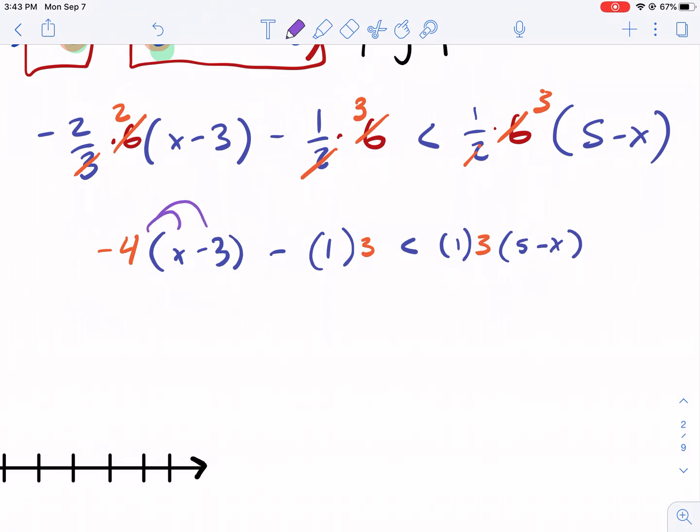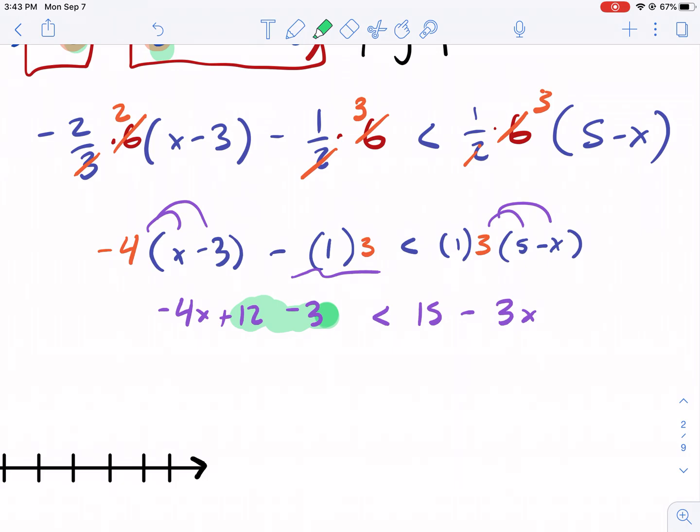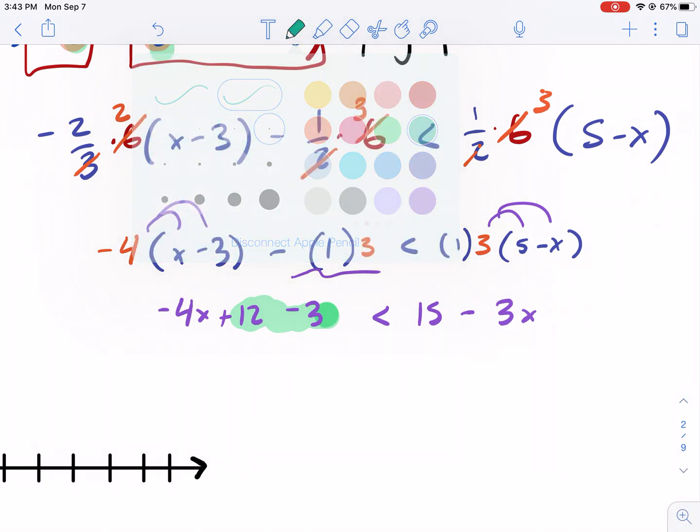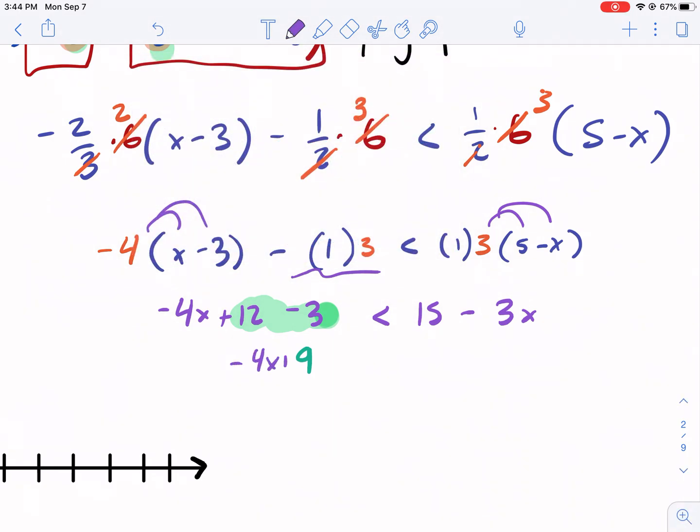So here we're going to distribute. Here we're going to distribute. And so we have negative 4 times x is negative 4x plus 12. And of course we have minus 3 here. Okay, less than. And then we have 3 times 5 is 15. Minus 3x. Notice how this is much better than what it was before. Let's look for common terms. So we can go ahead and clean up this first. We're going to change that to 9. So 12 minus 3 is 9. But we still have negative 4x plus 9 is less than 15 minus 3x.